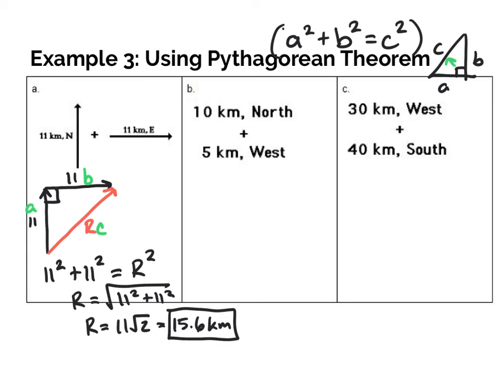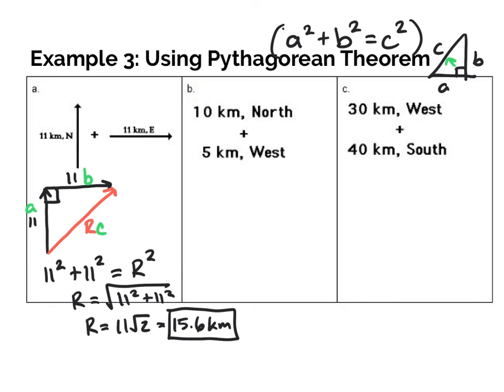Okay, so I can use Pythagorean theorem to find the value of this resulting vector. Now, the key thing here is that Pythagorean theorem only gives me the magnitude, or the amount of motion that I have. It doesn't indicate direction, because for 15.6 kilometers, this direction would be up and to the right. So we're going to have to devise another way to indicate the direction of that vector. But for right now, Pythagorean theorem is helpful to find the magnitude of that resulting vector.